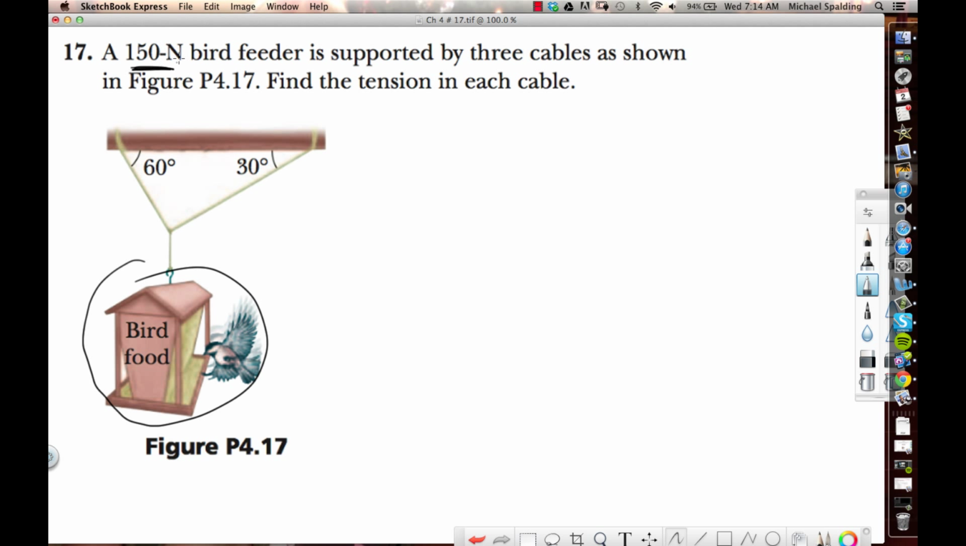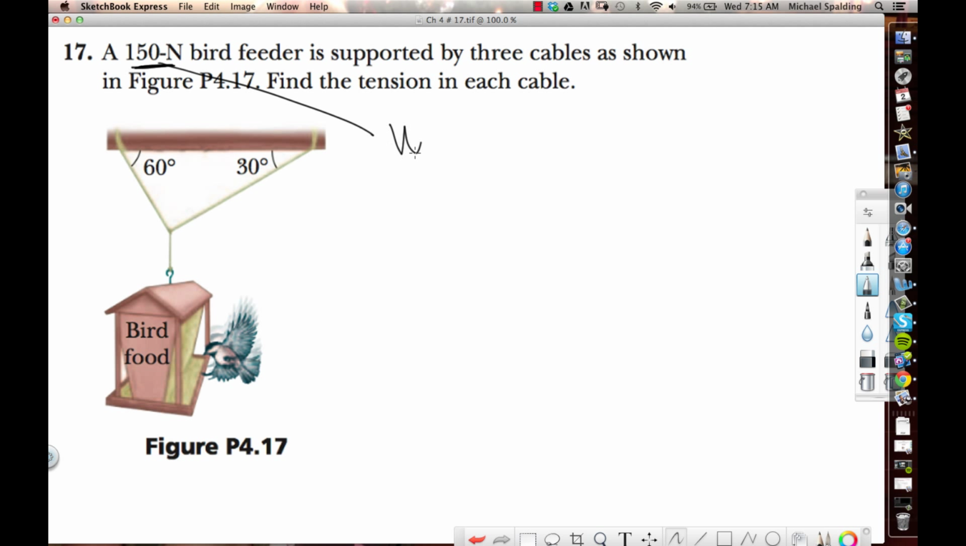What is Newton a measure of? Force. Newton does the same thing as pounds. If you talk about how many pounds you weigh, say I weigh 200 pounds, that's the force I exert on whatever's below me. So this is the weight of the bird feeder. If you know the weight of the bird feeder, how could you figure out the mass? How could you get the mass from the weight?